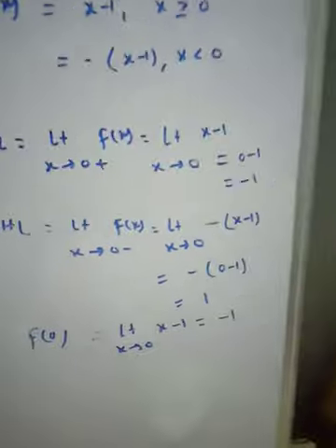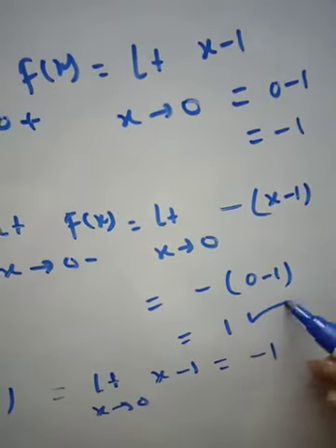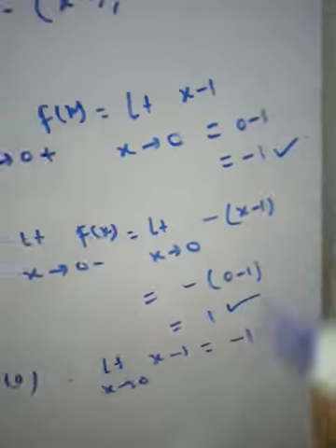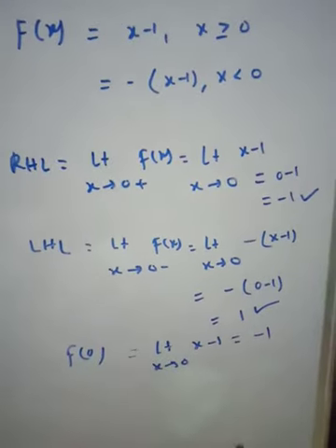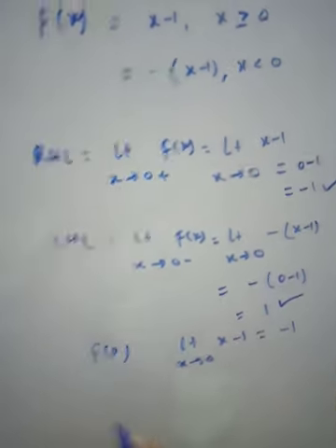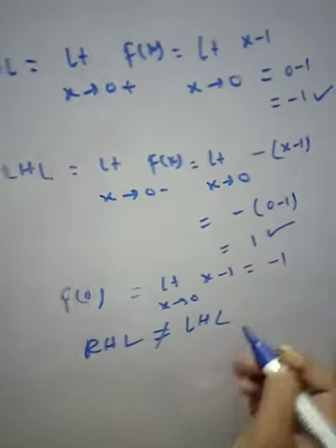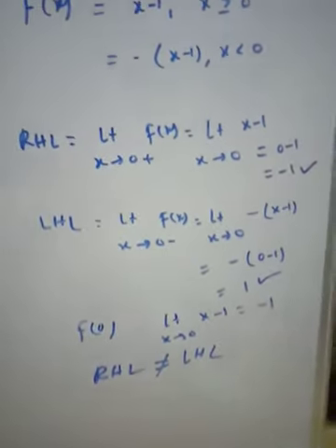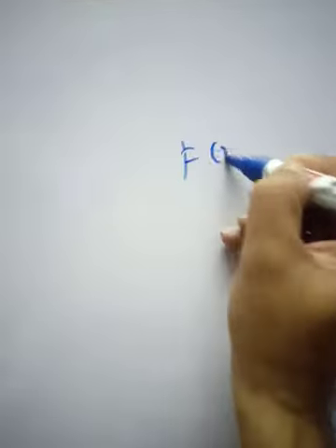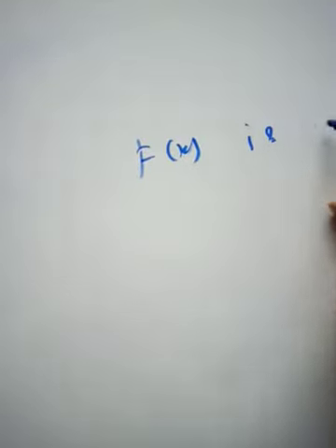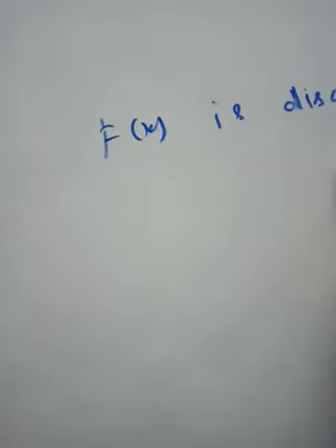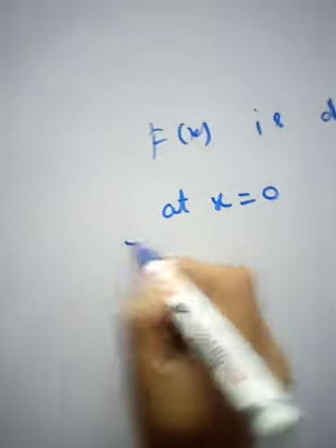So the right hand limit and left hand limit are not equal. See, here is 1 and here is minus 1, both are not equal. So we can say that the graph is discontinuous at x equal to 0. Hence f(x) is discontinuous at x equal to 0.